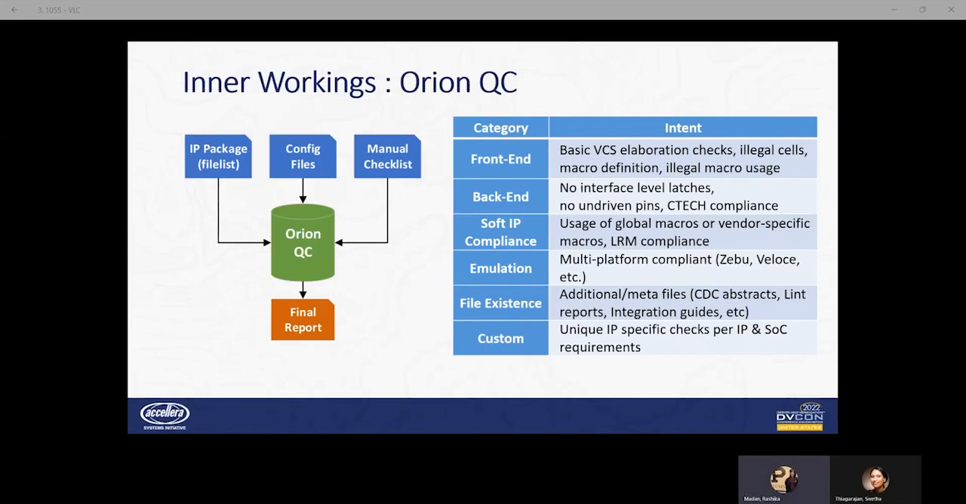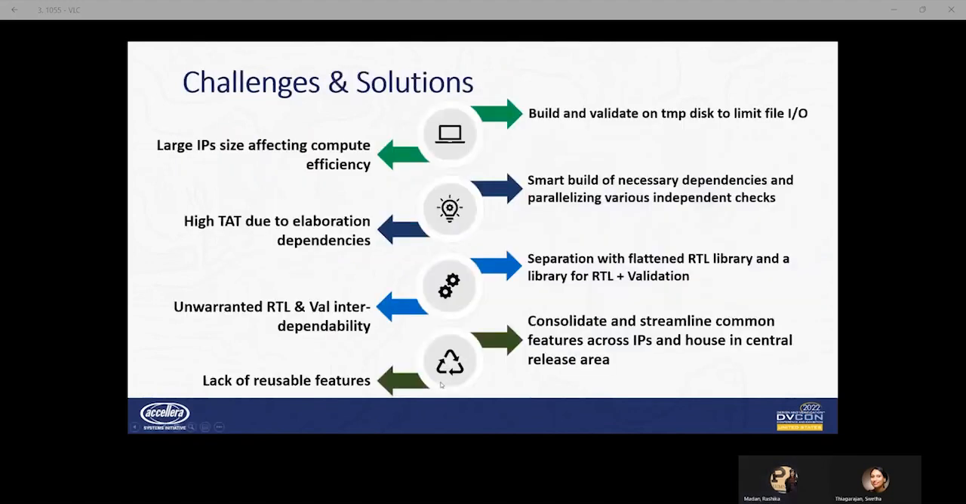Emulation, on the other hand, checks that the package is emulation-friendly on various platforms such as Zebu, Veloce, etc. File existing checks ensure that the IP package satisfies IP to SOC deliverables. And last but not the least, custom checks can also be added for IPs to meet unique requirements for that particular IP. Let's discuss some challenges and solutions.